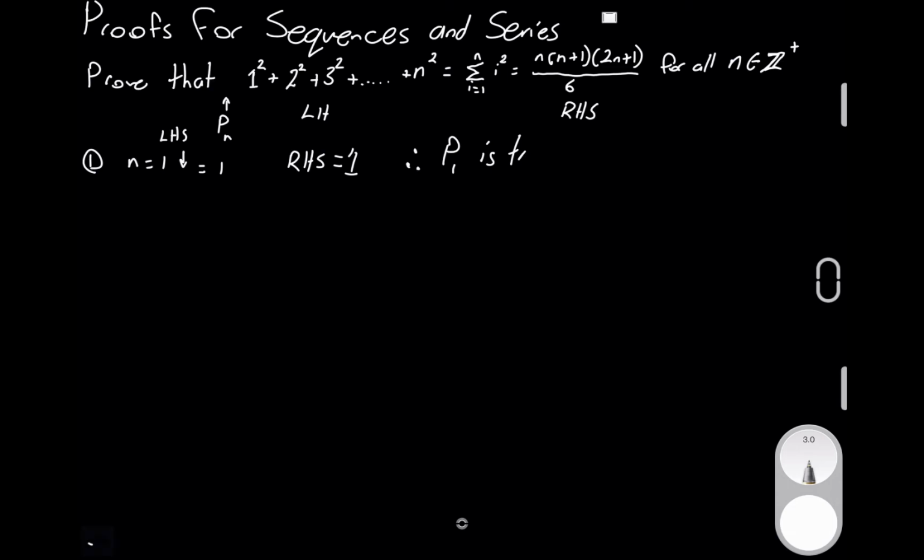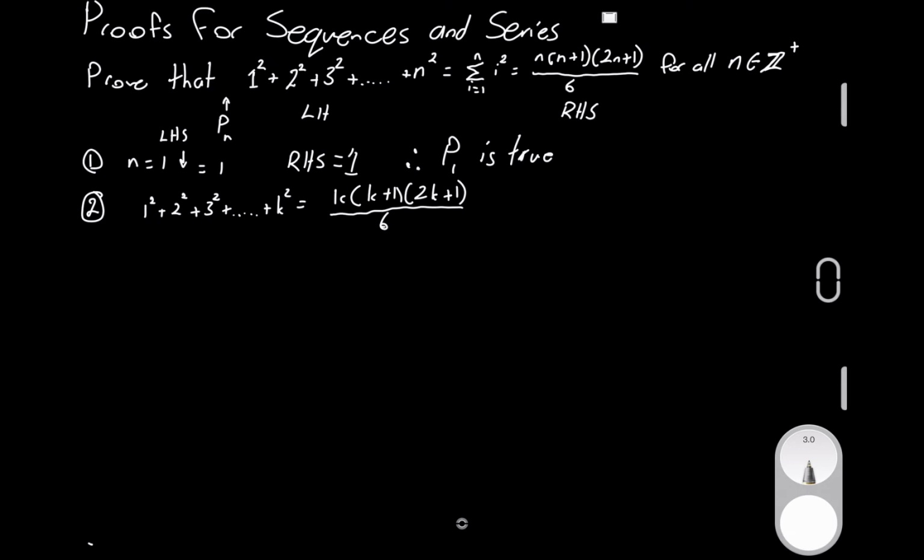But now what we want to do is show it for other cases. So that's why we're going to go to part 2. We're going to say if proposition k is true for all positive integers k, then the sum 1 squared plus 2 squared plus 3 squared plus all the way up to k squared is going to be equal to k times k plus 1 times 2k plus 1, divided by 6.